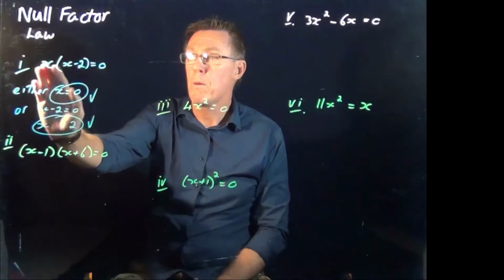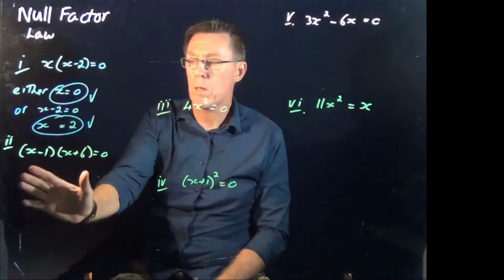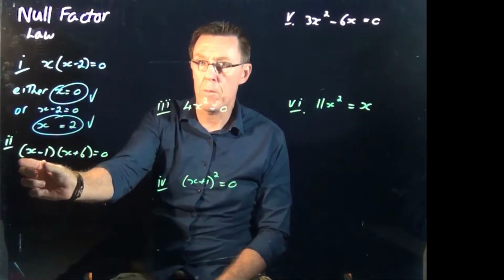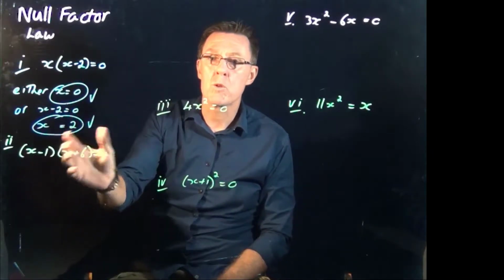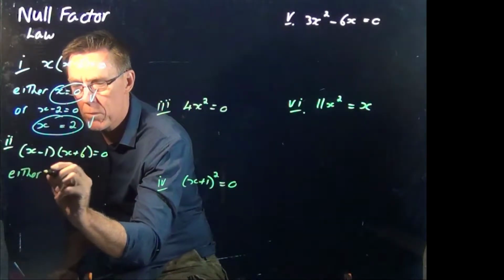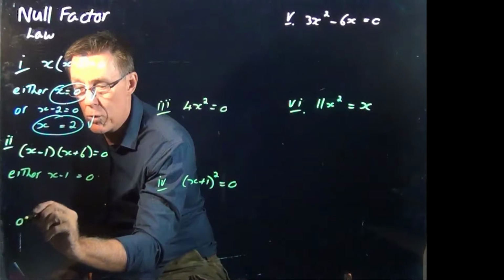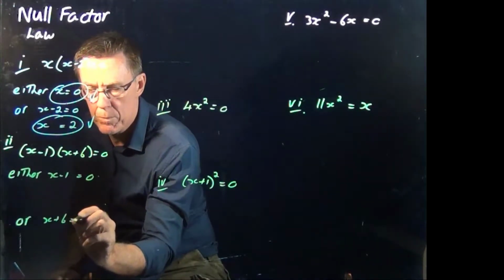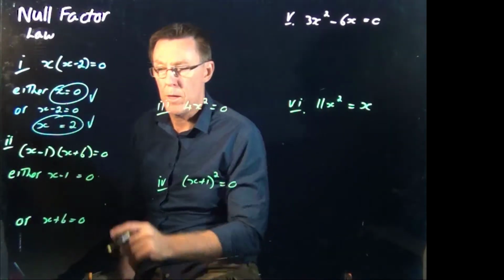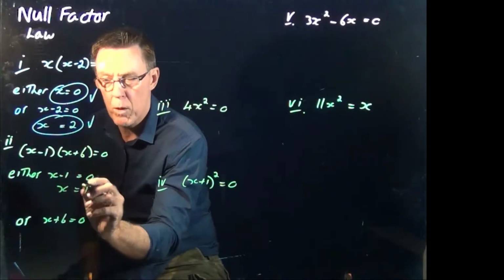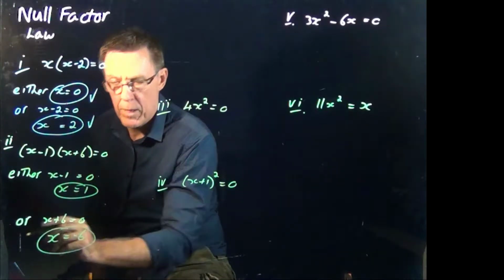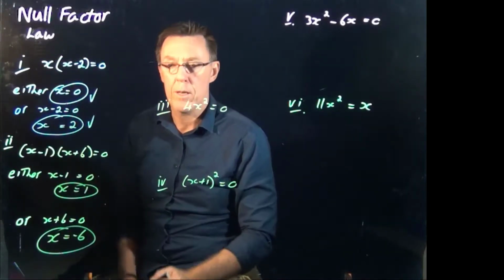So we've done the Null Factor Law, so here we have two numbers times together to give a result of 0. So look at example number 2. I also have two numbers multiplied together to give 0. The first number is that bracket and the second number is that bracket. So because it's two numbers times together to be 0, either the first one is 0 or the second one is equal to 0. So I have two very simple linear equations to solve now. So either x is going to be equal to positive 1 or x has to be equal to negative 6. And they are my two solutions to that equation there.